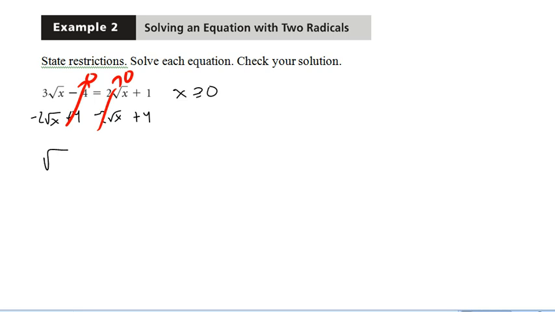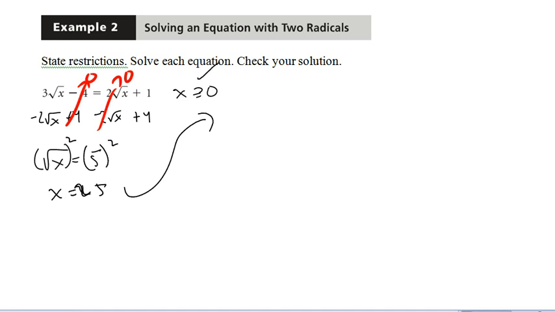So I've got 1 root x on this side equals 5. That's messy. Square both sides, I get x equals 25. And let's check that in the original. First, let's make sure that it's greater than 0, which it is, so we're okay there. And now let's check it in the original.